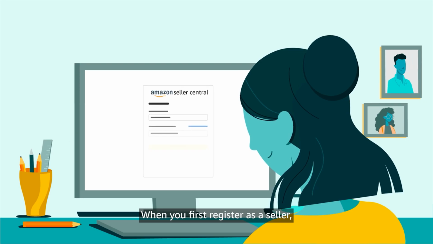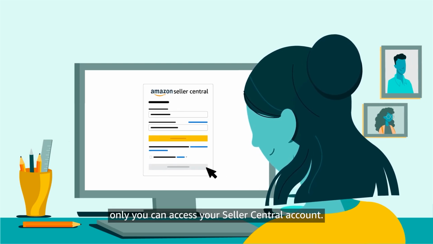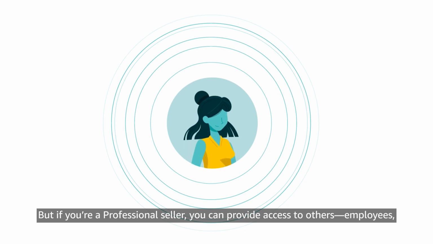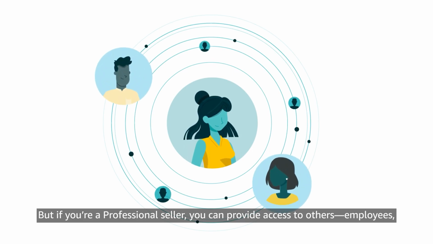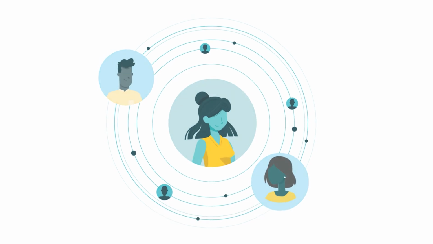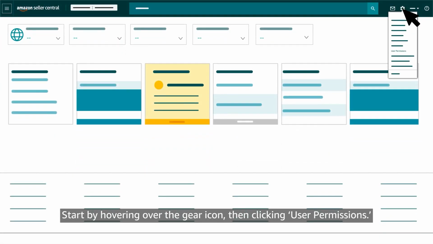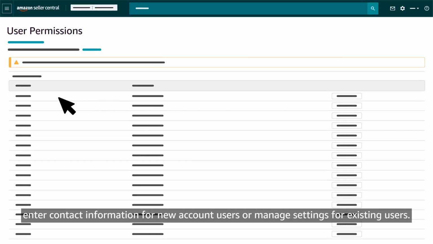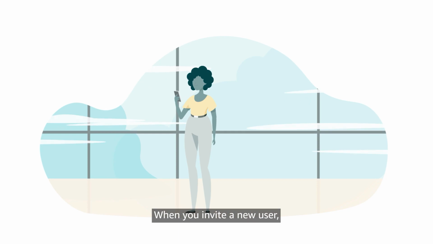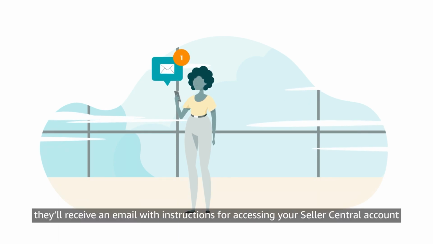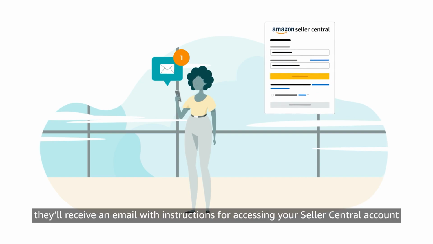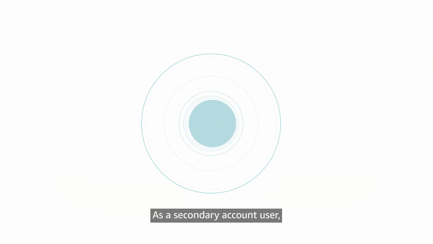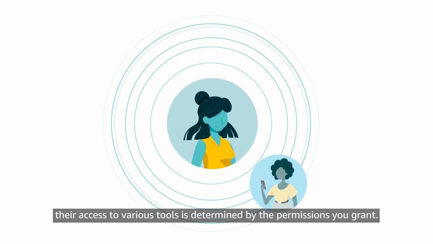When you first register as a seller, only you can access your Seller Central account. But if you're a professional seller, you can provide access to others, employees, co-owners, or contractors, for example. Start by hovering over the gear icon, then clicking User Permissions. On the User Permissions page, enter contact information for new account users or manage settings for existing users. When you invite a new user, they'll receive an email with instructions for accessing your Seller Central account using their own credentials. As a secondary account user, their access to various tools is determined by the permissions you grant.